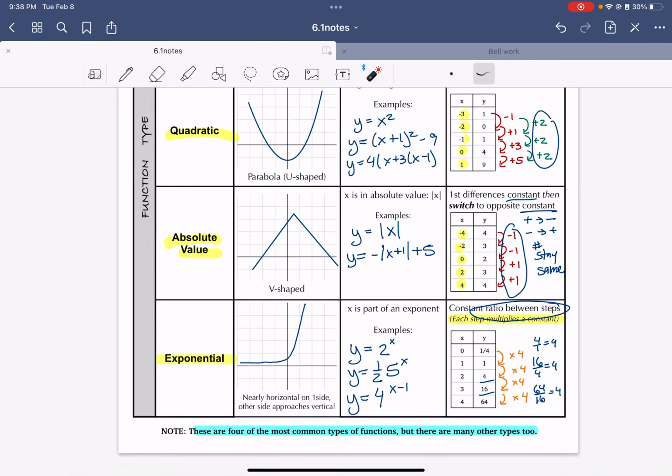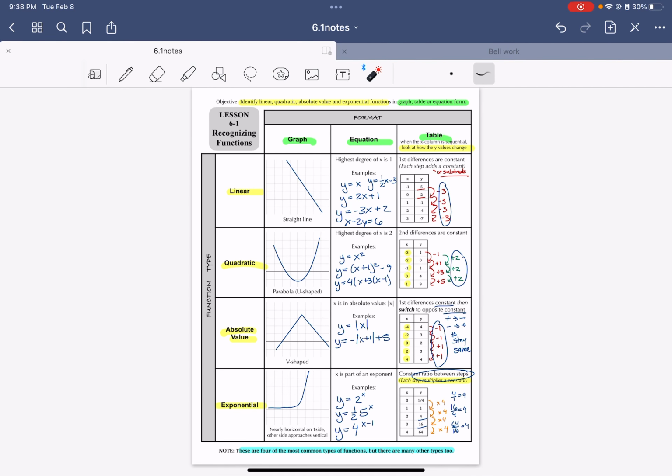All right, so there you have it. You have your chart. You have an example of what a graph looks like, what equations look like, and you have the rules for how to check what type of equation it is based on a table. Again, remember there are other types of equations besides these 4. So if it doesn't fit into any of these rules, then it's not one of these. It's a different type of function and that's okay.